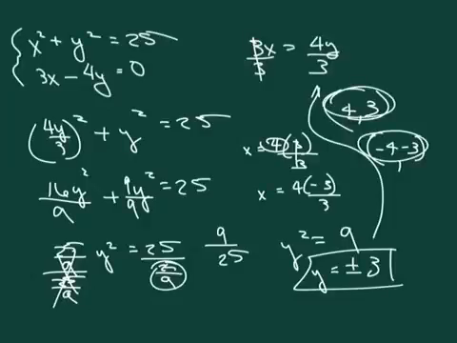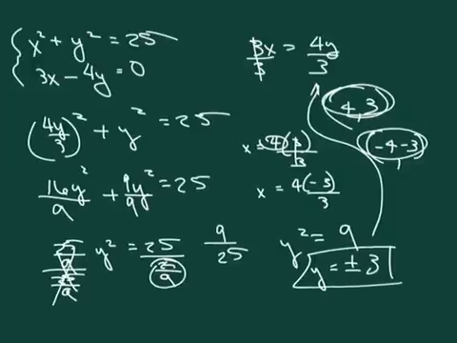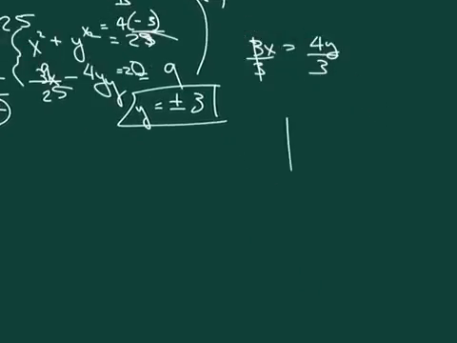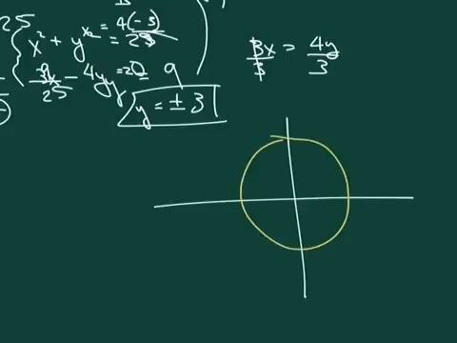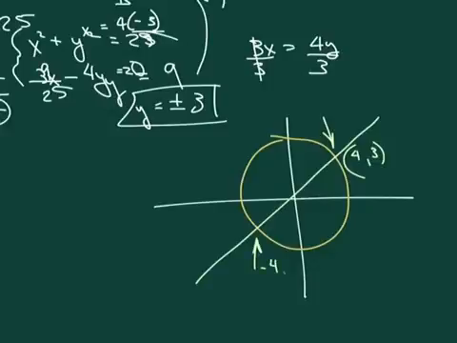So what does that mean? That means that if we were to graph this thing, we would get a graph with a circle around the origin, and we would get a line that cuts through here and intersects at (4, 3) and at (-4, -3). So this is one of my solutions that I found, and this is the other solution that I found.